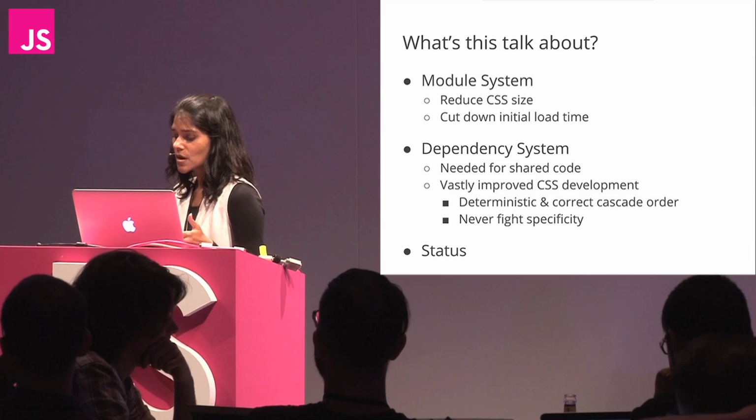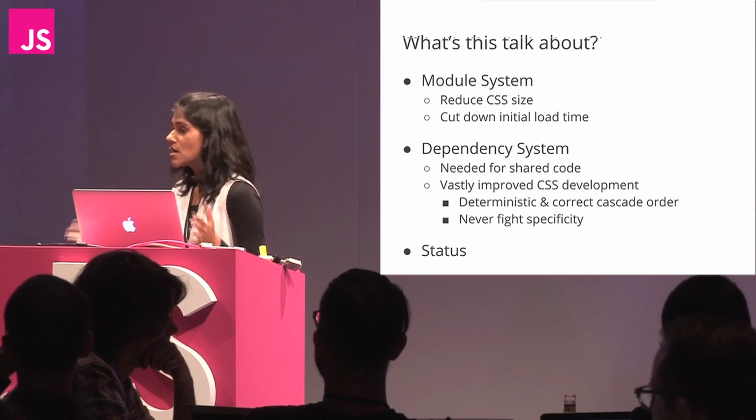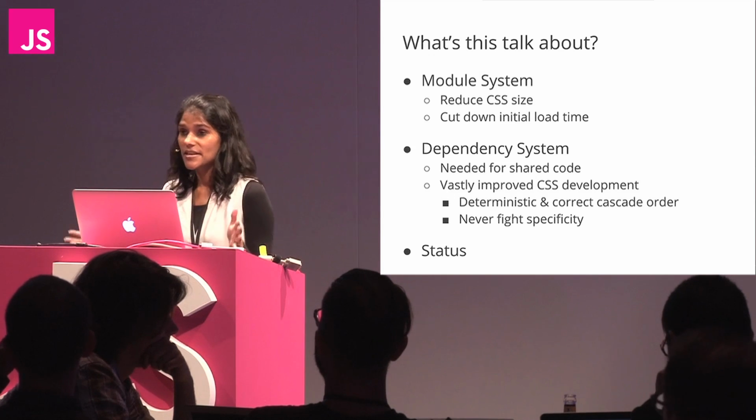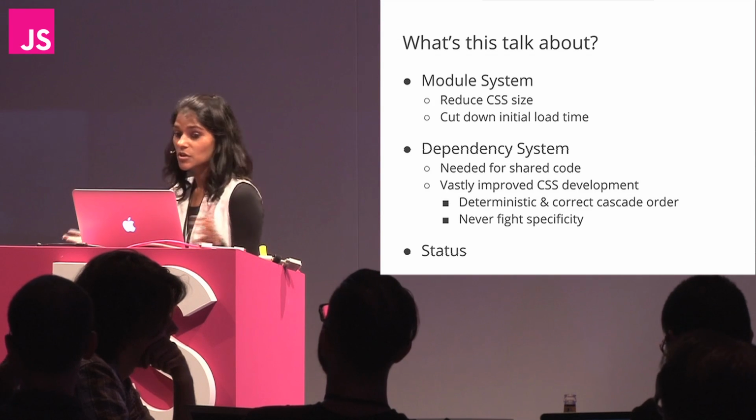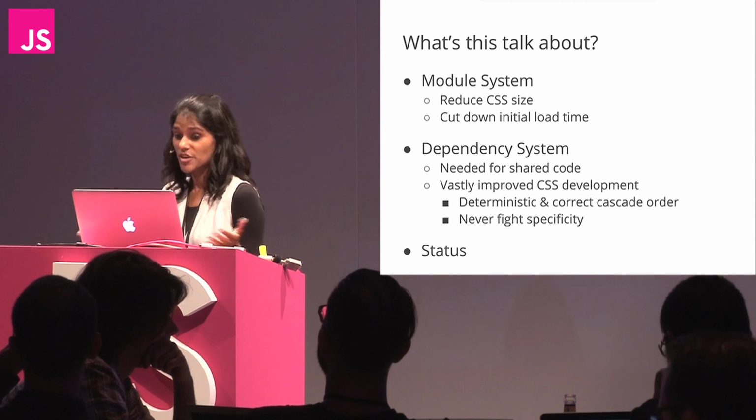So this talk is about the module system that we've developed, with the primary goal being CSS size and initial load time. Building a module system is a lot more straightforward if you have absolutely no shared code at all. Let's say we didn't share any code between our pages on Google+. Then you could simply make each page a module and download it, and it's much more straightforward.